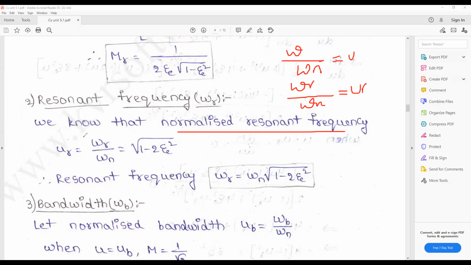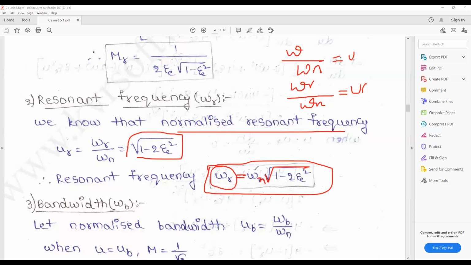Okay, so what is ur? Square root of 1 minus 2 neta square. So the resonant frequency omega r is equal to omega n into square root of 1 minus 2 neta square, where omega n is the natural frequency.